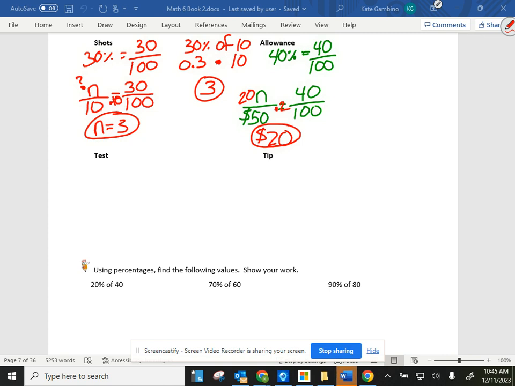If we're going to do it with the percentages going to decimals, how would I write that? So when we were talking about the shots, there was 30% of 10. How would I write that for the allowance problem?